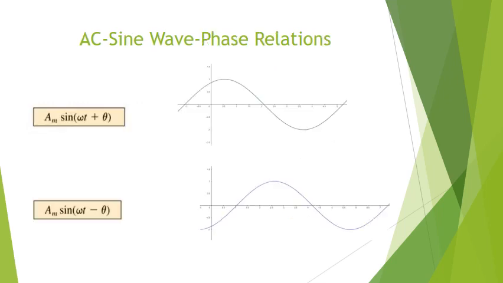Here we are looking at what the plus minus theta actually does to the sine wave. If the theta is positive, the sine wave is shifted to the left by theta, as shown in the top graph. And if the theta is negative, the sine wave is shifted to the right by theta, as shown in the bottom graph.